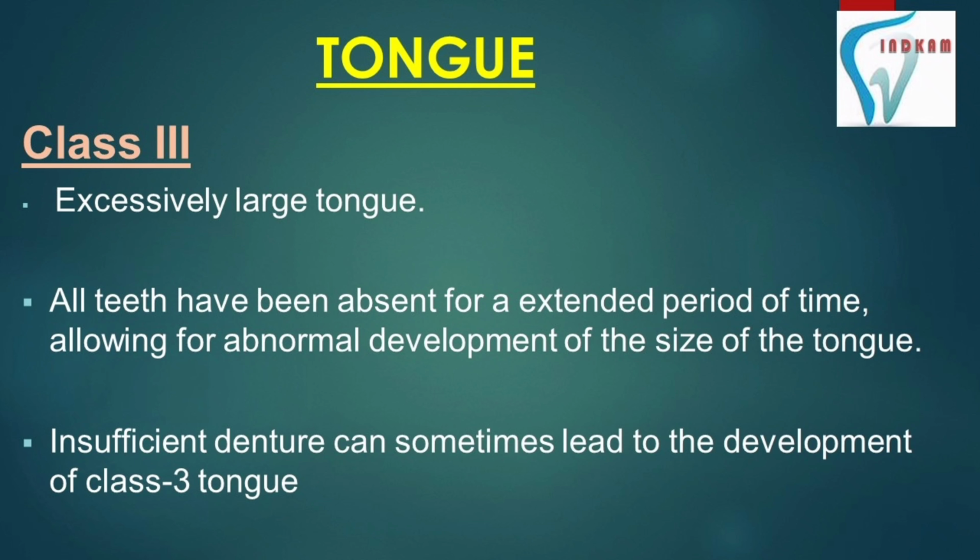Class 3. Excessively large tongue is present. All teeth have been absent for an extended period of time, allowing for abnormal development of the size of the tongue. Insufficient denture can sometimes lead to development of class 3 tongue.